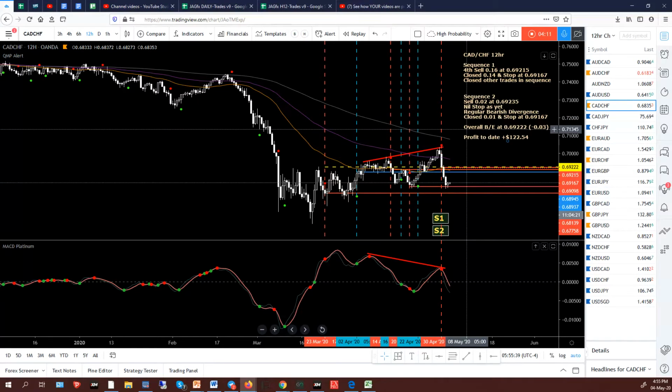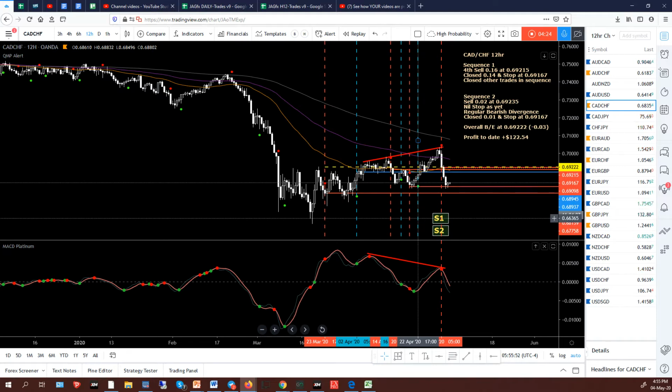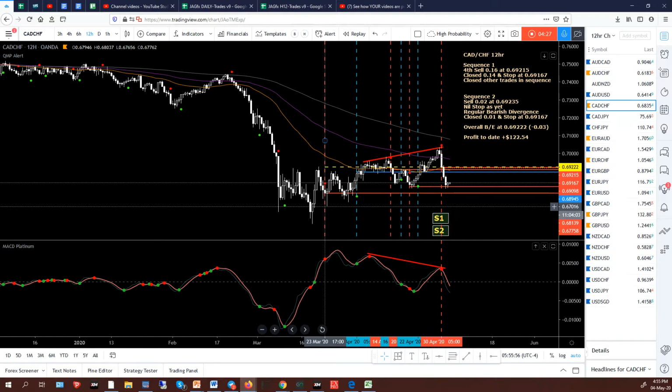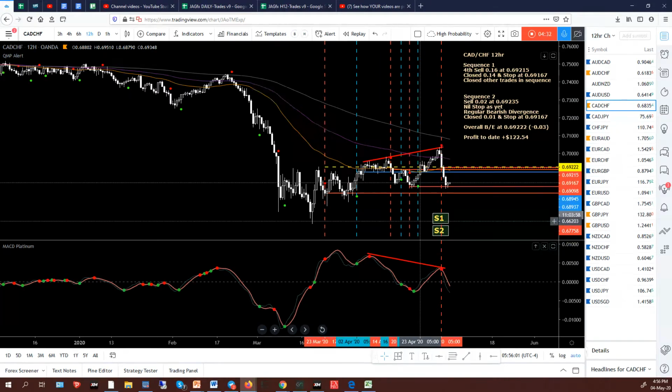And my overall break even is now this yellow line, and as we're negative 0.03, as long as price stays below that yellow line, I can close both trades in profit. So once I finish this video, I'll remove all these extra lines on the chart. I just want to show you where the trades were. That's why I leave them on there. So you can see there's none going through the MACD Platinum. All these will be removed, including the horizontal ones.